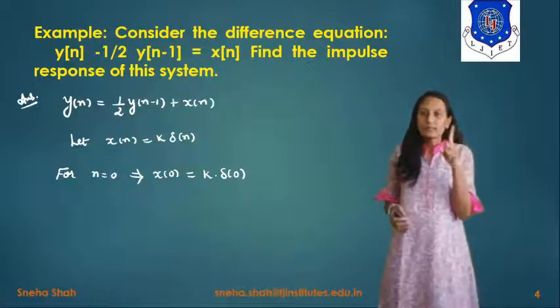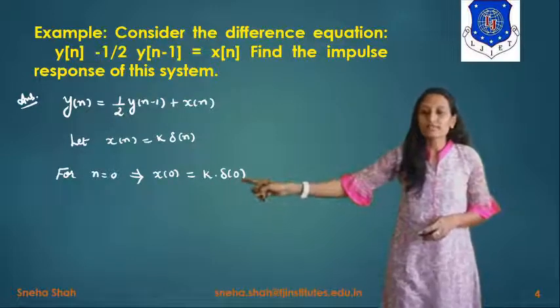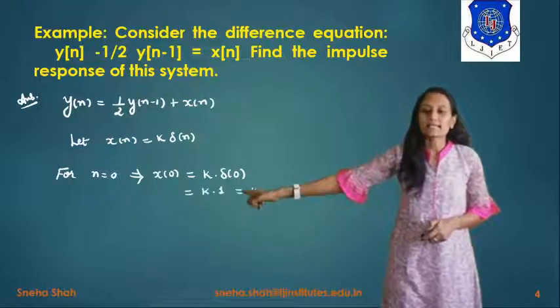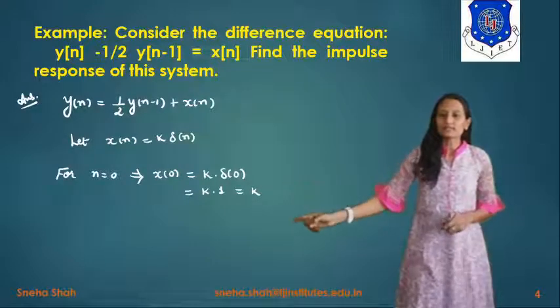So its value will be 1, right? So del of 0 equals 1. So instead of this del of 0, we will take 1. So the term will be like this: k into 1 is equal to k. So the value of x of 0 equals k.